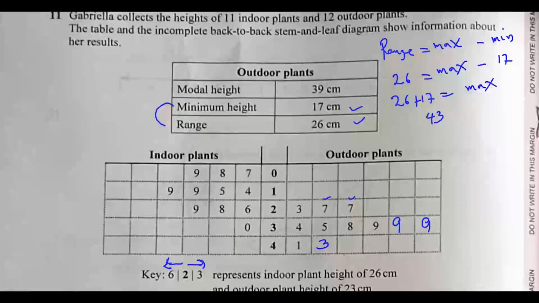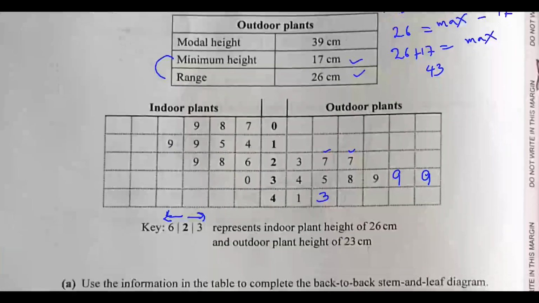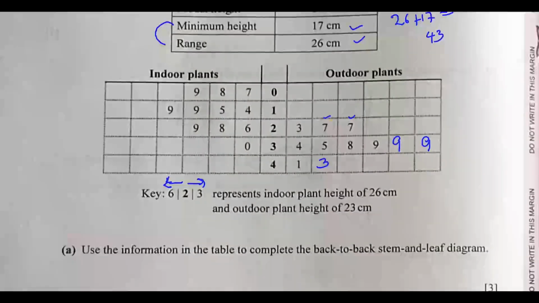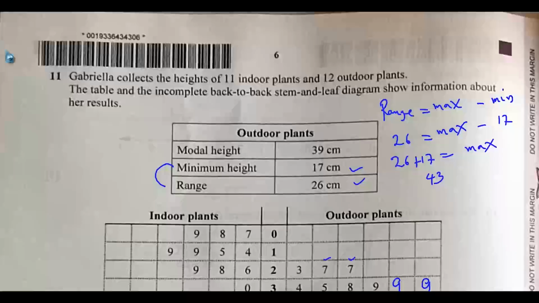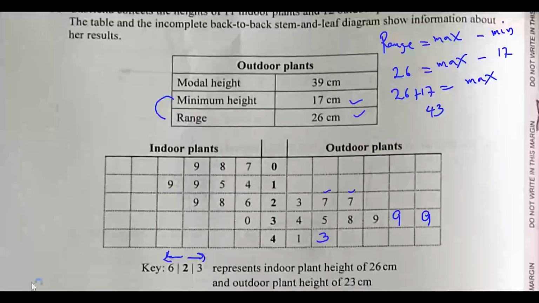So we have 3 numbers, and we need to complete the stem and leaf diagram. We have only 1 number left. Let's see what we need to do. For the indoor plants, you have 11 numbers, and for the outdoor plants, we have 12. If you look at what we have currently for the outdoor, let's count from here: 1, 2, 3, 4, 5, 6, 7, 8, 9, 10, 11. So we have 1 left.